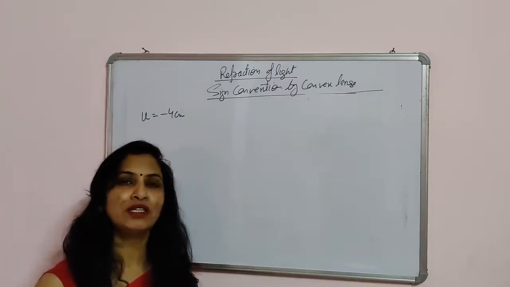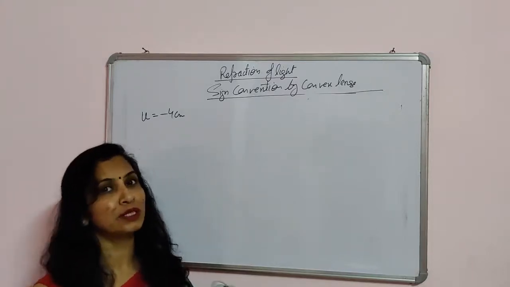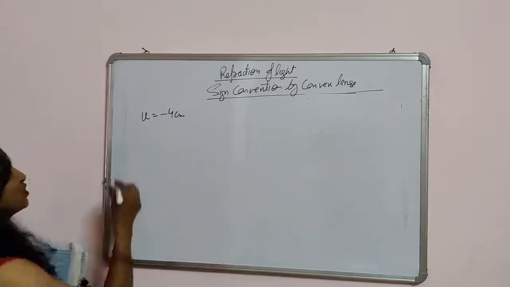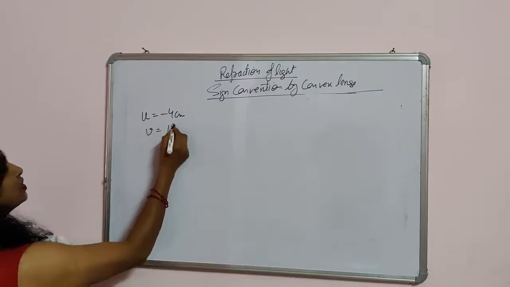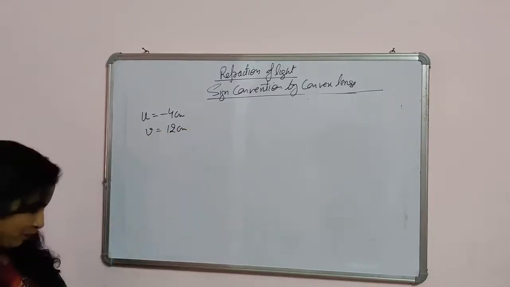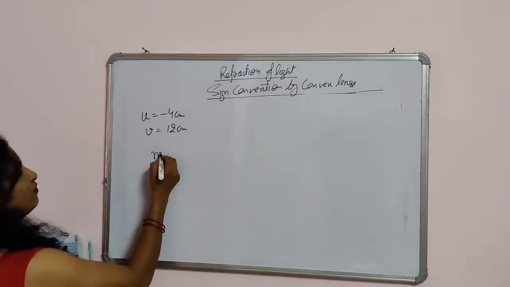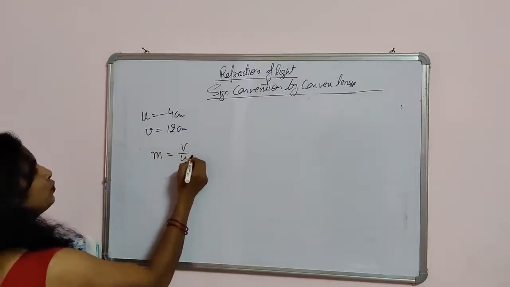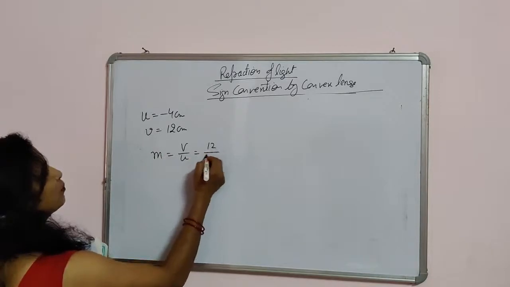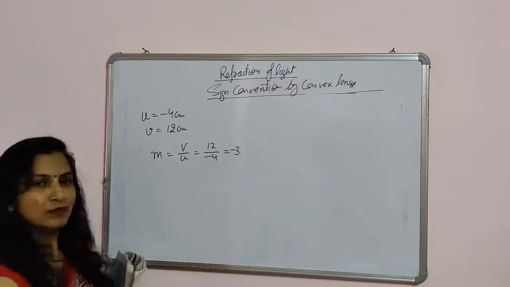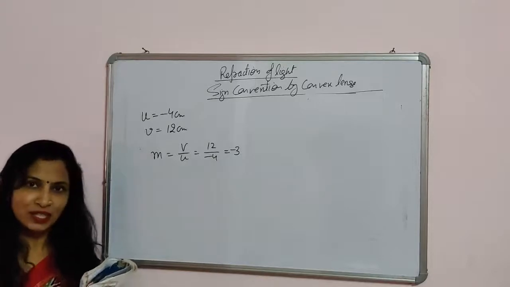And what is the meaning of the real image formed at a distance of 12 cm? It means you know that v is positive. So you will say what is the value of v? It is plus 12 cm. First you will find the magnification of the image. Magnification is equal to v upon u. It is 12 upon minus 4, that is minus 3. Minus because the image is real.